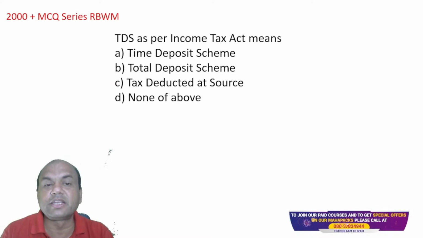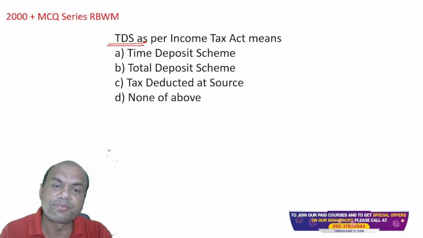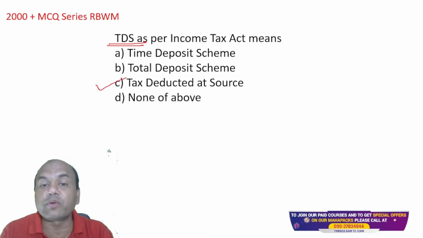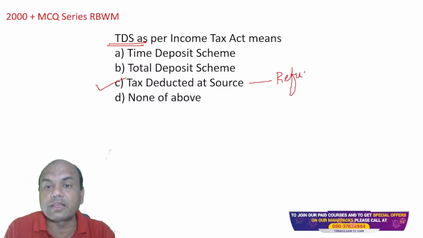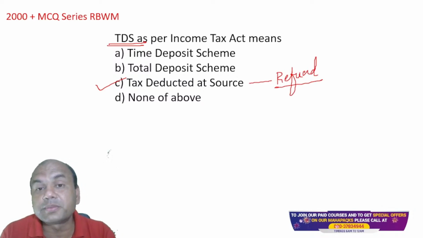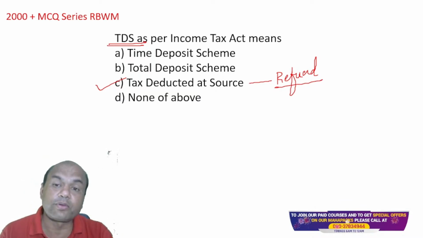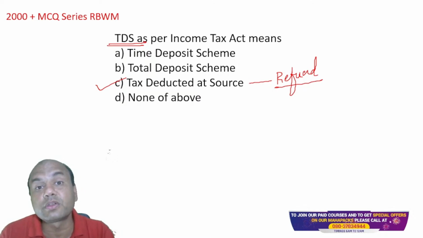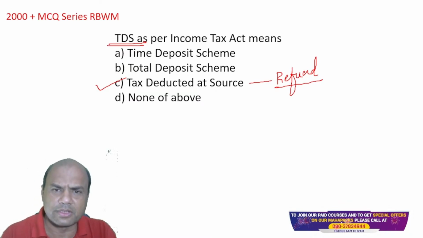TDS as per income tax means TDS. What is TDS? Time deposit scheme, total deposit scheme, tax deducted at source, and none of the above. TDS means tax deducted at source. This is the advance tax which is paid by you and me, and we get a refund of this, right? How many of you file the income tax returns? No, I'm not talking of Form 16. I'm talking of income tax returns. How many of you are filing? If you are filing the income tax returns, you will definitely get the refund. But if you are not filing the income tax returns, you are losing that money. Whatever TDS is deducted, you should get a refund if your income level is below the taxable limit.